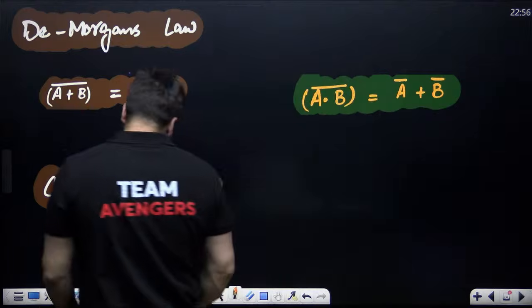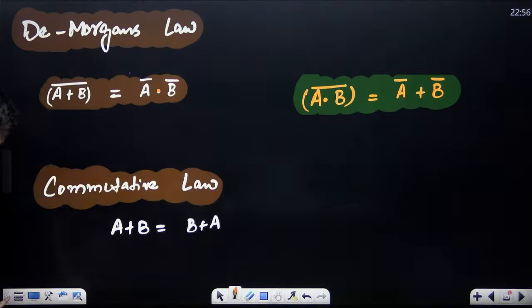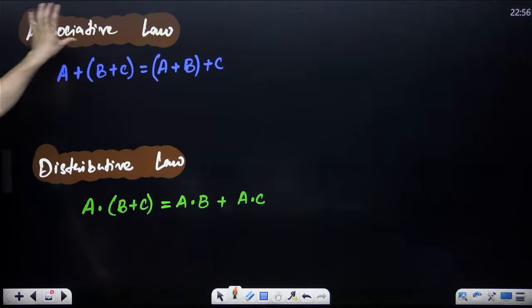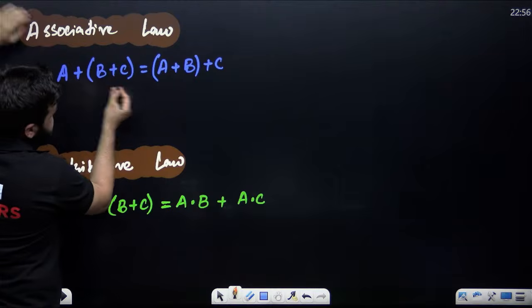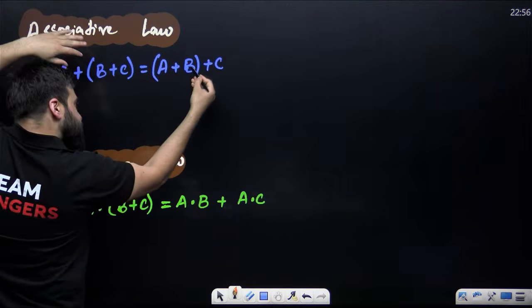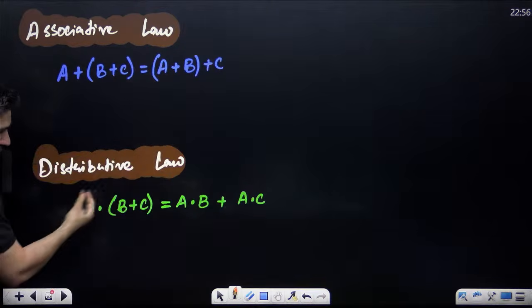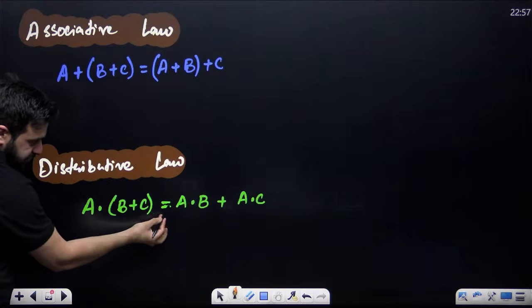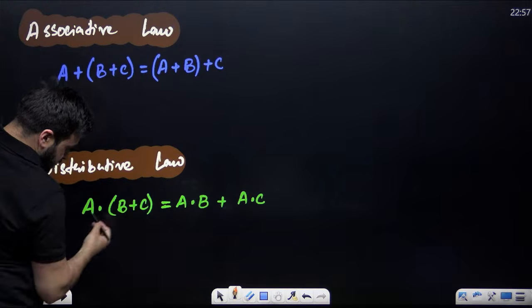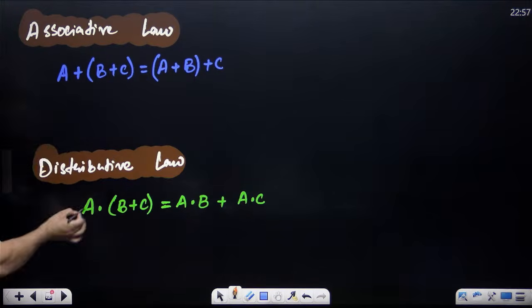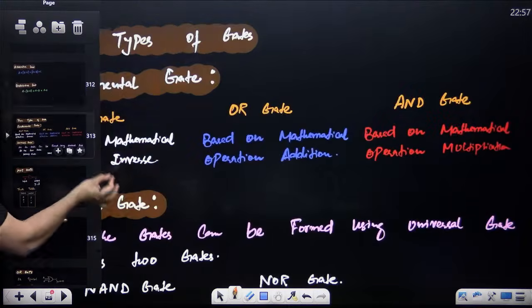Commutative law: A plus B is equal to B plus A. Okay. Associative law: A into B plus C, bracket is here, is equal to A plus B plus C. Distributive law: A into B plus C is equal to A into B plus A into C. This multiplied by this, multiplied by this. Basic simple laws. Okay. Gates.